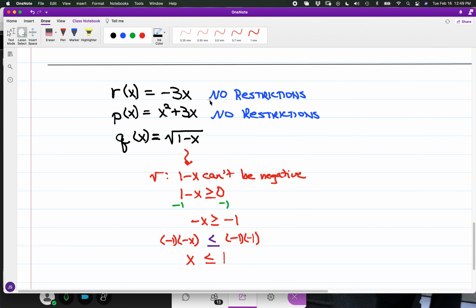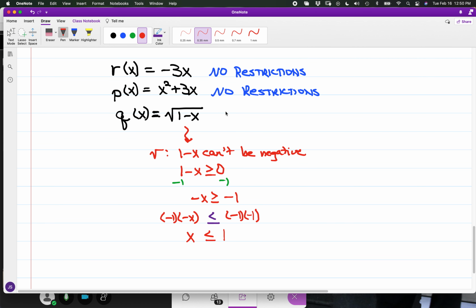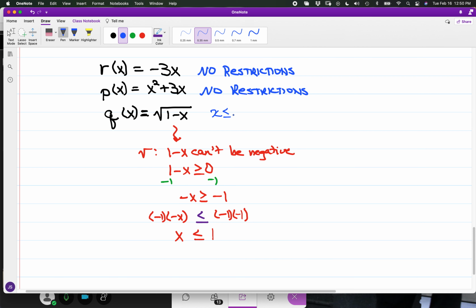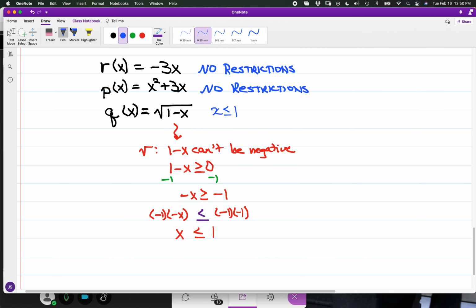So again, for r of x we have no restrictions, and for p of x we have no restrictions, because there is no appearance of x such that you would have an undefined expression. But for q of x, if we have anything in x outside of being less than or equal to 1, q of x is no longer a real value. So for this restriction, x is less than or equal to 1.